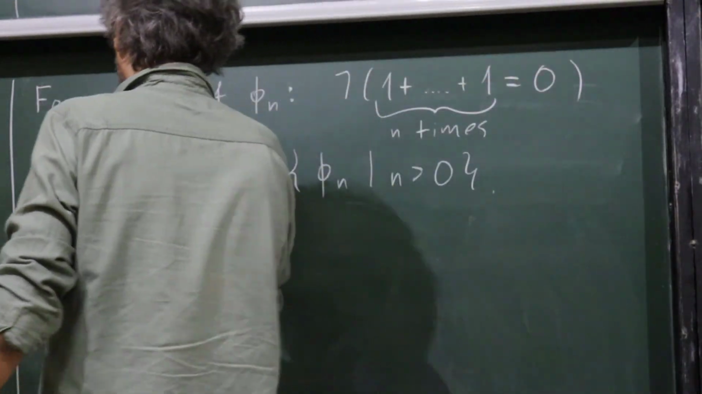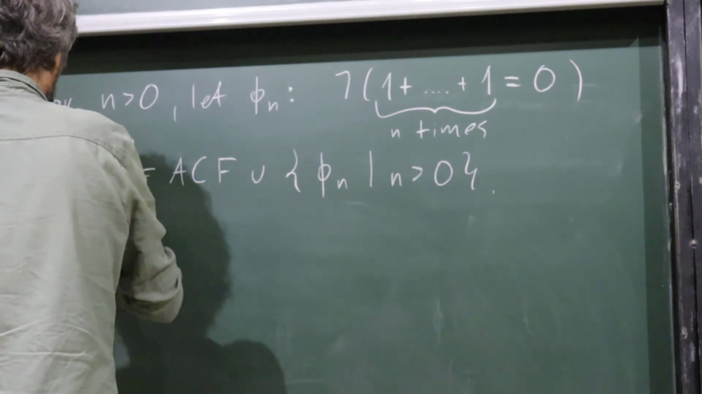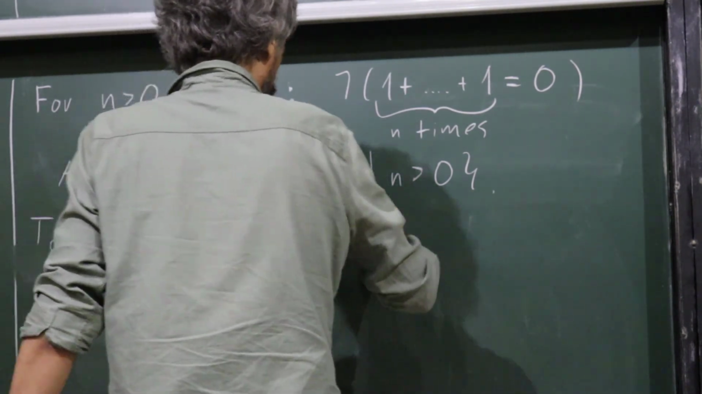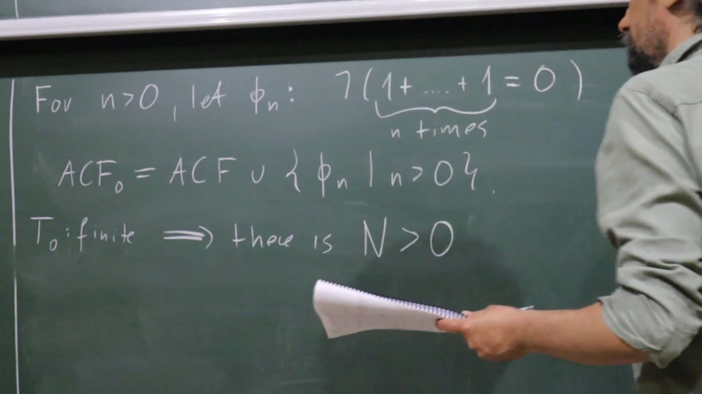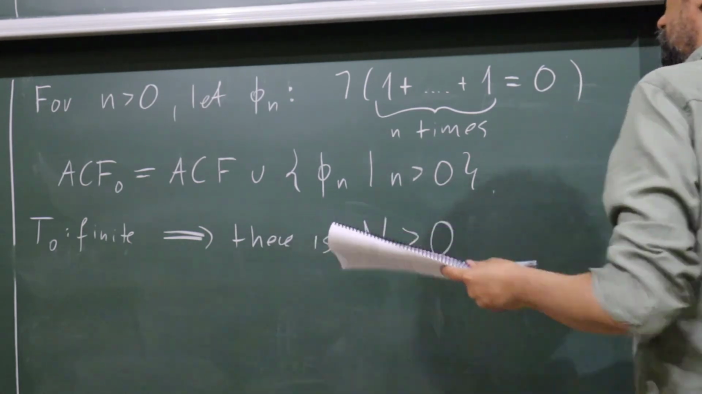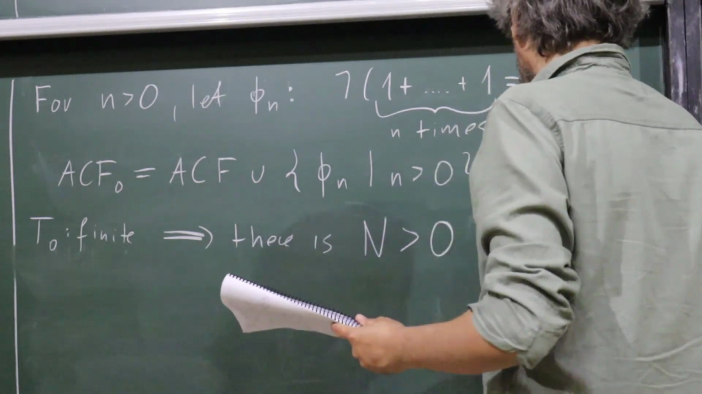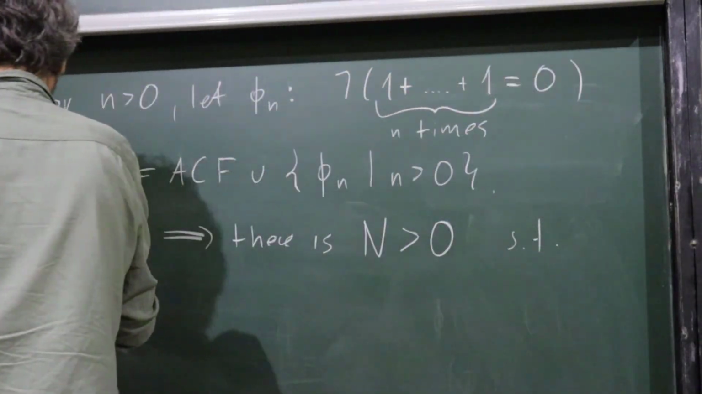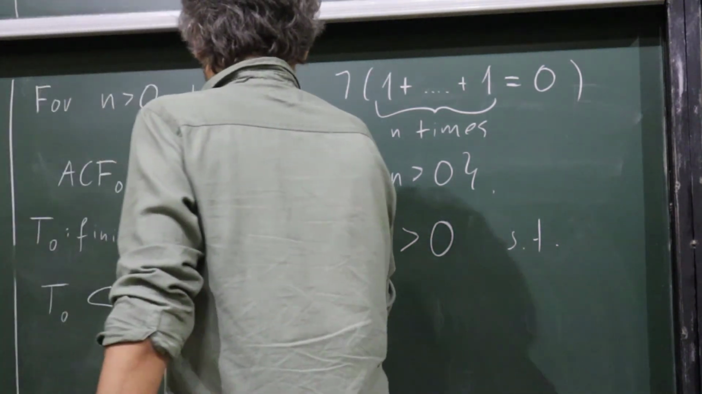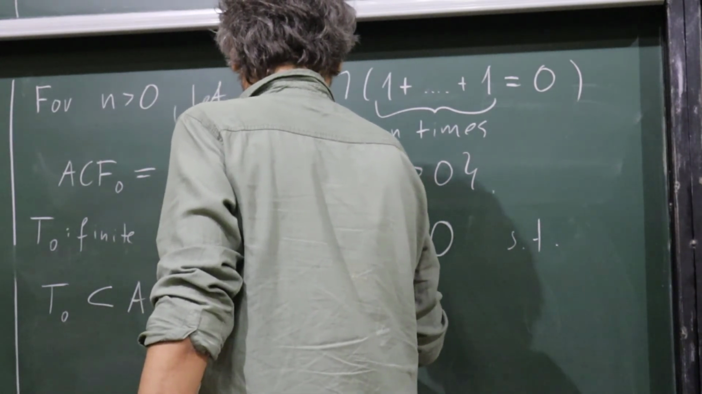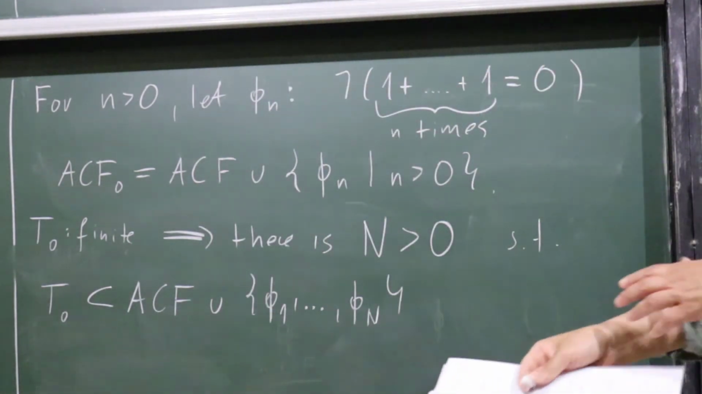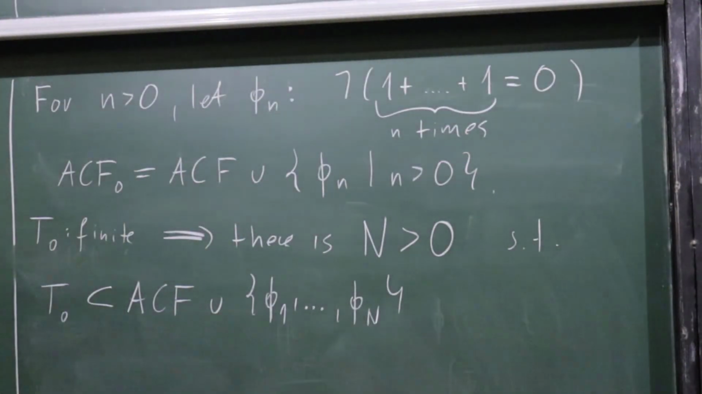So T0, since T0 is finite, there is some big N, capital N greater than 0, such that T0 is contained in this phi_1 up to phi_N. Then take a bigger prime, and that's the model, okay?